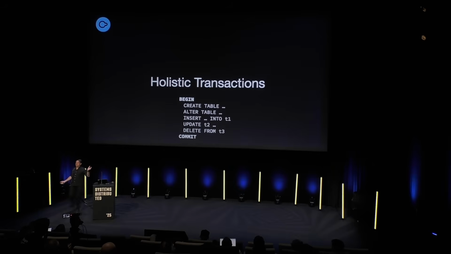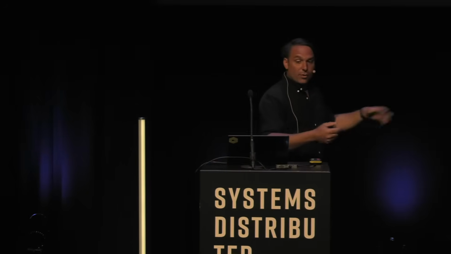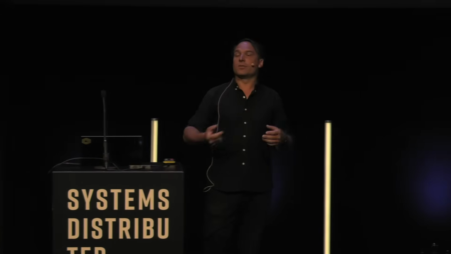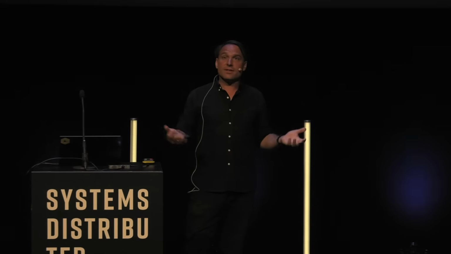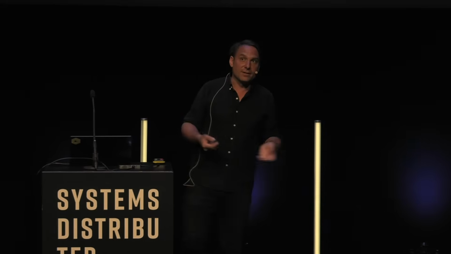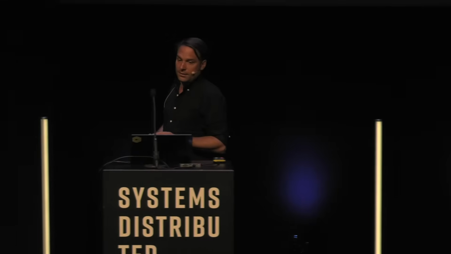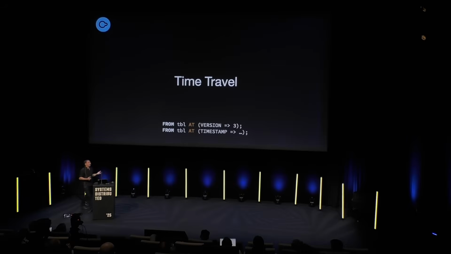Like a normal database, you can have 15 different modifications. You can create tables, you can change tables, you can insert, you can update, you can delete, you can drop. It's all in one single transaction because we just run one single transaction in the metadata store. It's a database, it can do that. It's really great. We have time travel as well, right?